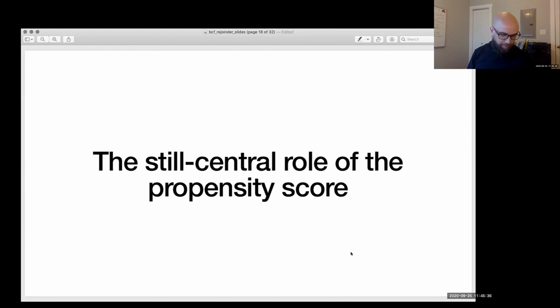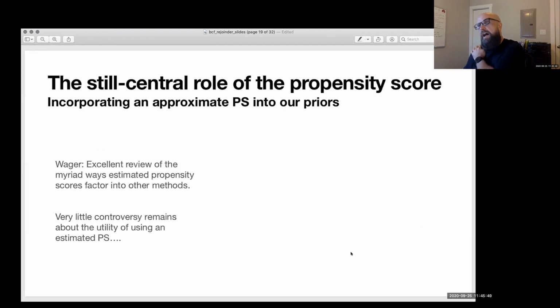Okay, so coming back to what I'll call the still central role of the propensity score. I'll try to do this quickly because I think a lot of this stuff has come up and there's maybe a little bit less controversy now than there was X years ago when we started talking about this. So I'll start by thinking about incorporating an approximate propensity score into our priors.